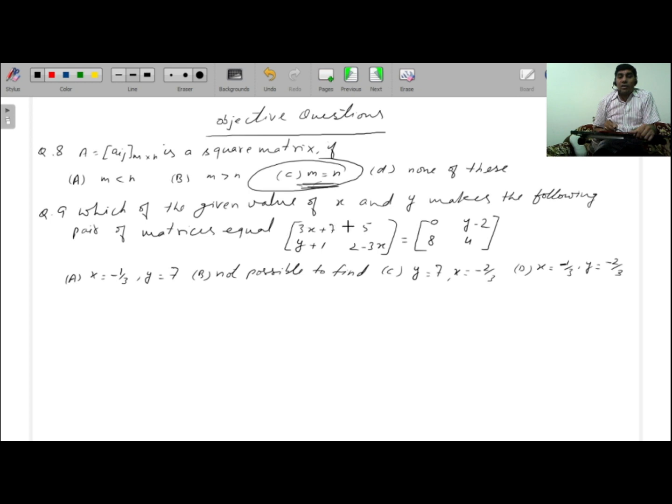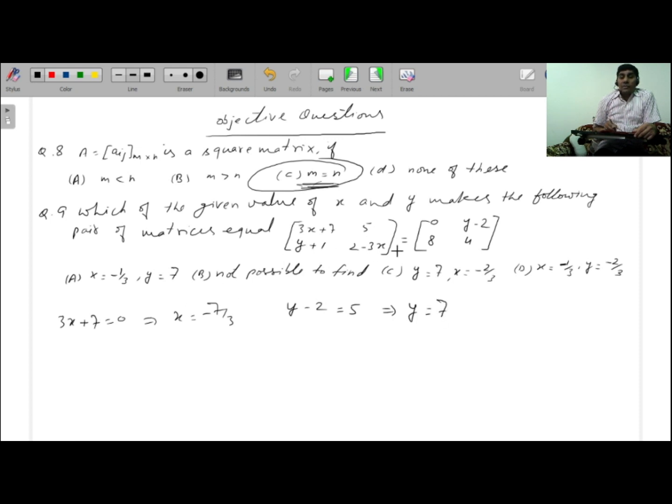Which of the given values of x and y makes the following pair of matrices equal? We have to solve. Two matrices are equal, therefore their corresponding entries are also equal. So 3x plus 7 is equal to 0. This implies x is equal to minus 7 by 3. And y minus 2 is equal to 5. This implies y is equal to 7.